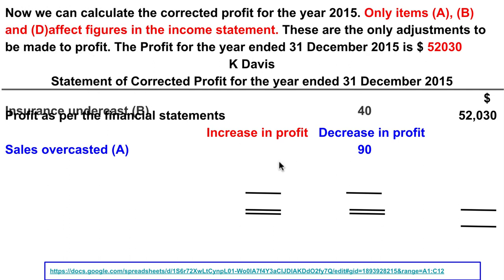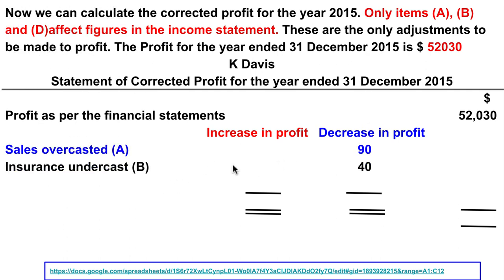And the expense account, or insurance account, undercast only. In that case, the expense is undercasted. So what would happen? Profit would be overstated. In that case, we have to reduce from the draft profit. Profit is now overstated by 40 because of this transaction. Now we have to subtract from the profit, or decrease the profit.